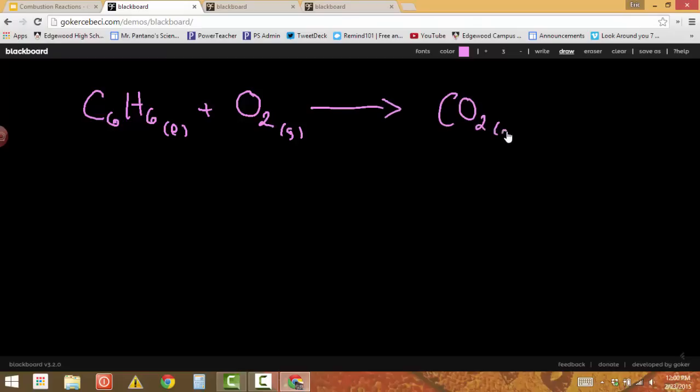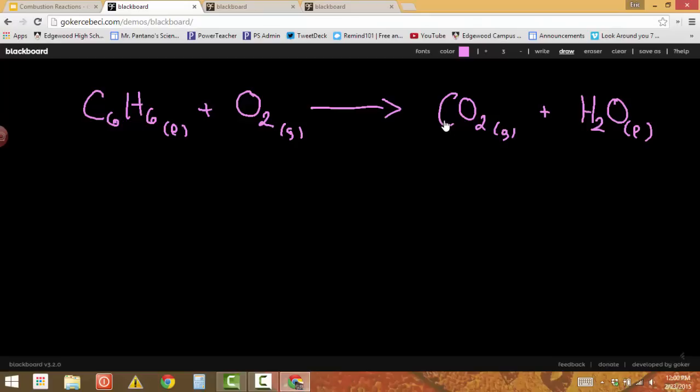Okay? So we'll start with benzene. Benzene is C6H6, and that is a liquid. We always have O2 gas as my other reactant. A lot of people will forget to put the O2 in. You've got to do that. Okay? We will always produce CO2, which is a gas, carbon dioxide is a gas at room temperature, and water, which is a liquid at room temperature. Okay? There's your skeletal equation. Now we just have to balance it.